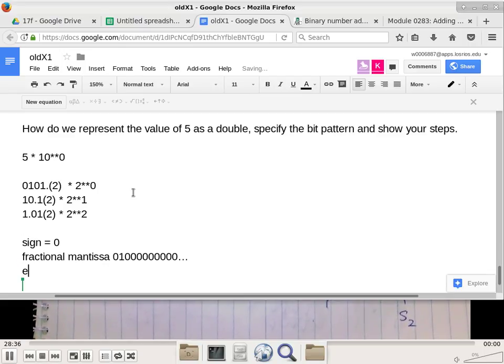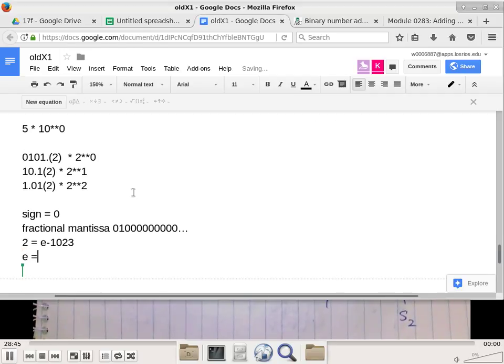Now, we know that the actual exponent of 2, which is 2, is going to be E minus 1023. So that's going to make E 2 plus 1023, and that turns out to be 1025. So now the question is, how do we represent 1025? We know we have 11 bits to do this. So let's count all the bits: 1, 2, 3, 4, 5, 6, 7, 8, 9, 10, 11.